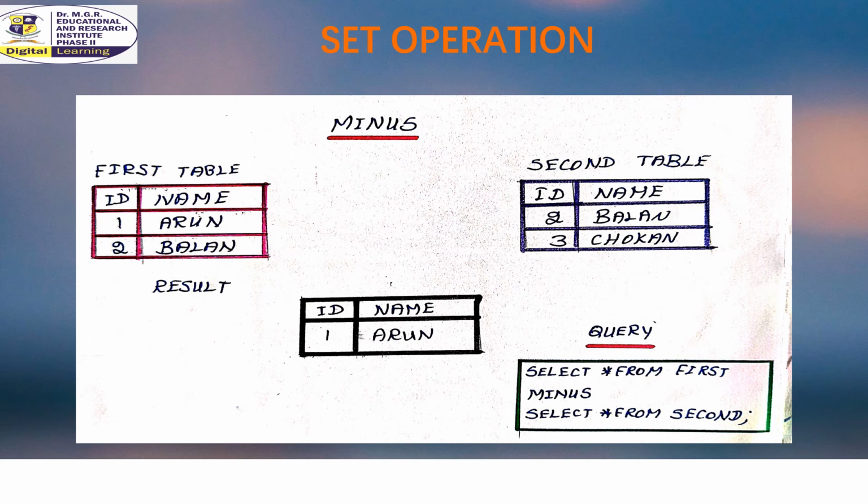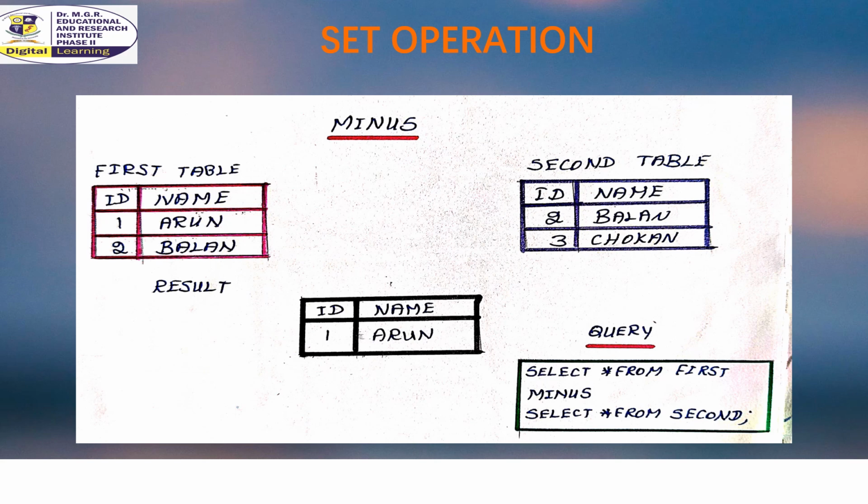Now we will see the query that is to be used to perform the operation on these two tables. The query will be select star from first minus select star from second. Now we will see the result table. In the result table, it also has two columns, ID column and name column, but it has only one record, 1 Arun.